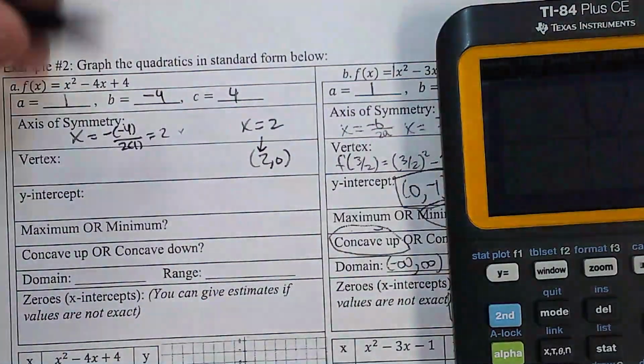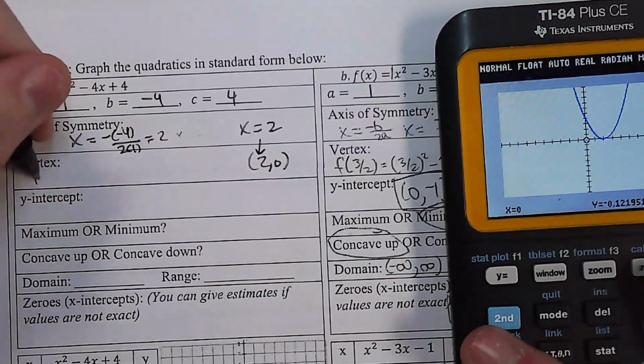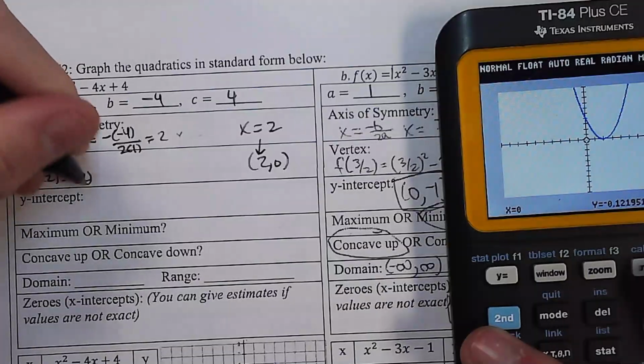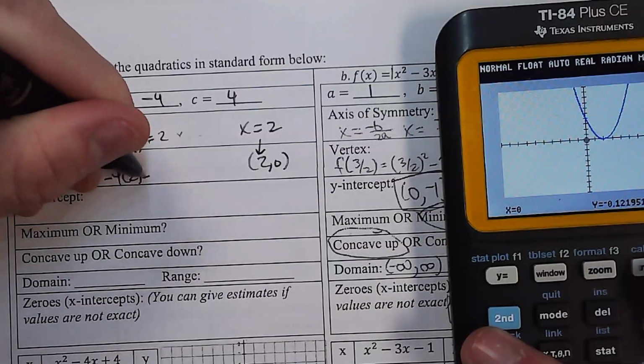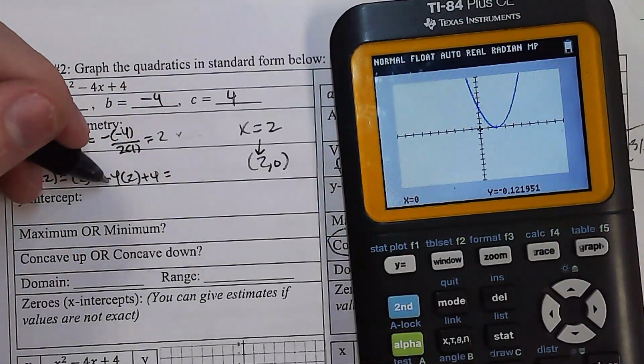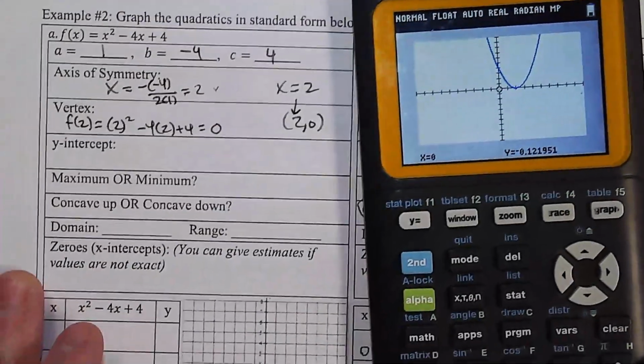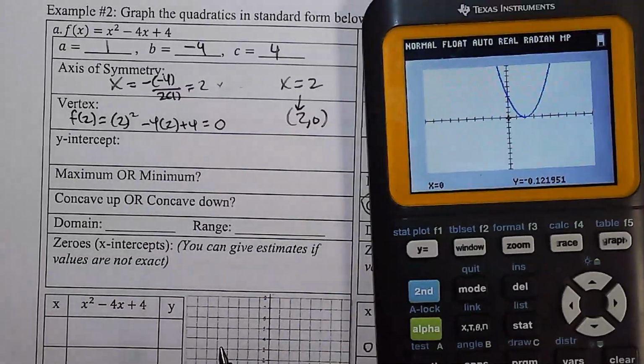And to find the vertex, you could plug that 2 back in there. You don't have to do this, but you could do f of 2. You don't have to write this down. 2 squared minus 4 times 2 plus 4. Jasmine, you like cheating on this? So 4 minus 8 plus 4 is 0. So you could do it by hand too. You could eyeball it looking at the graph, or you could do it by hand.